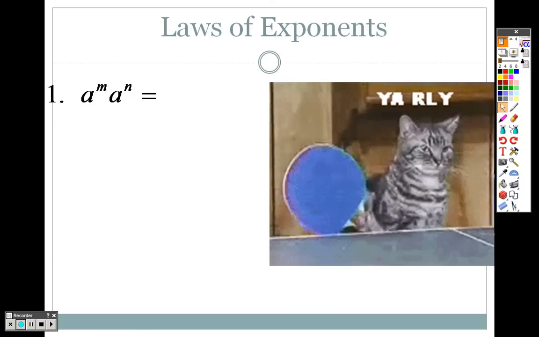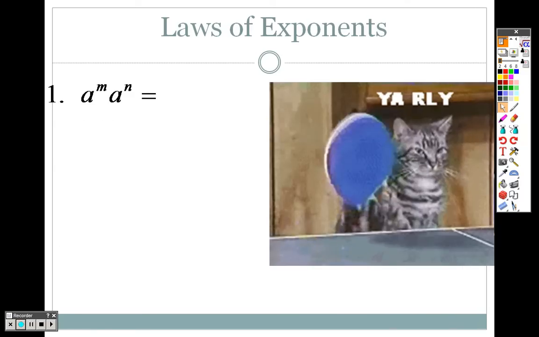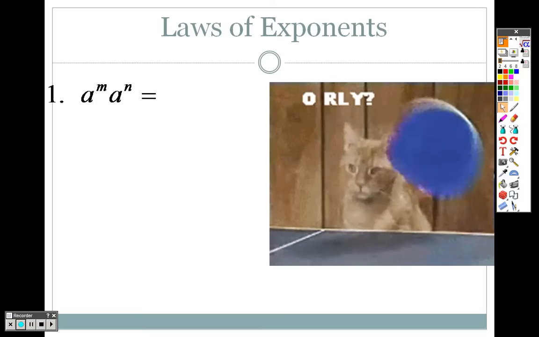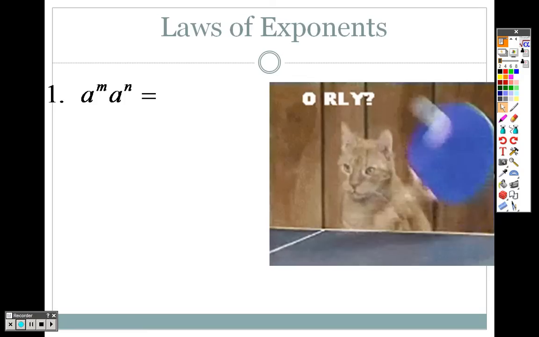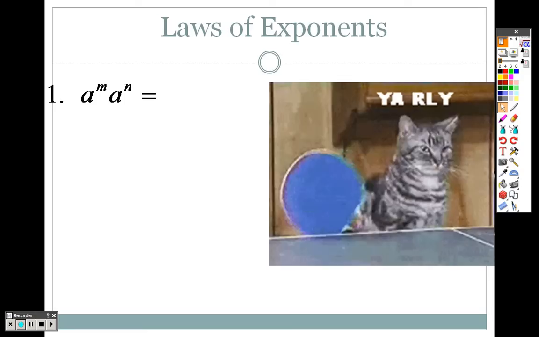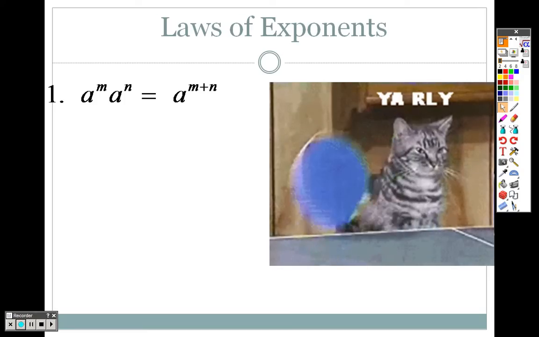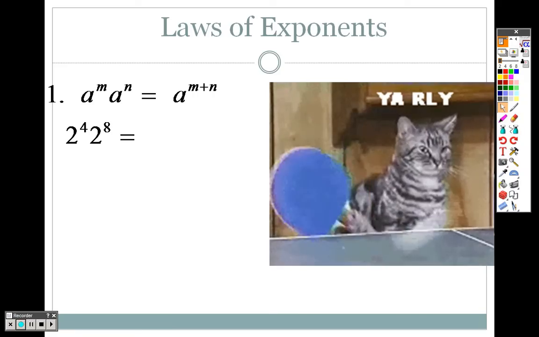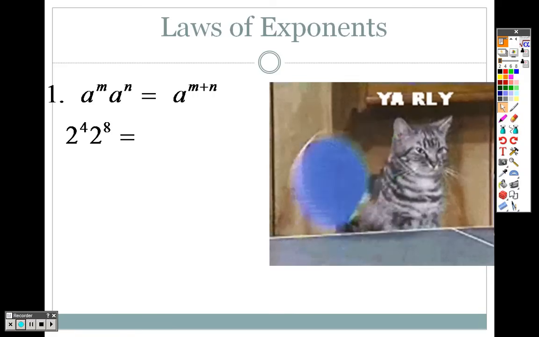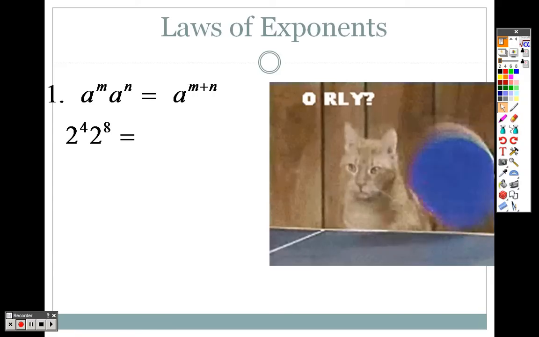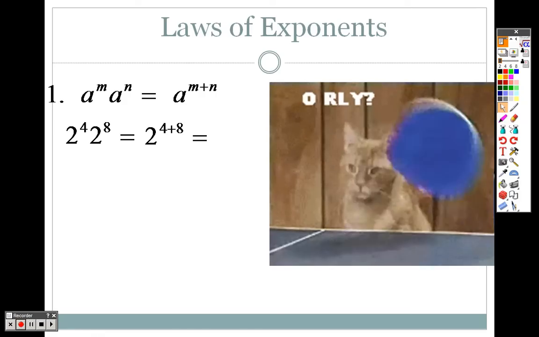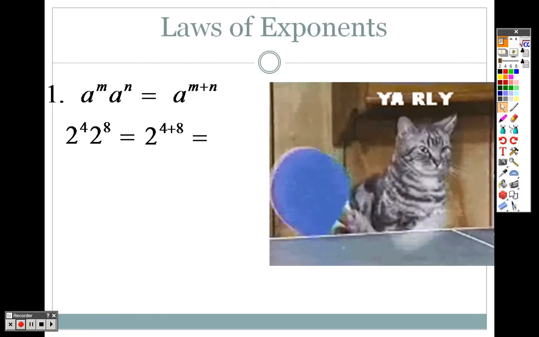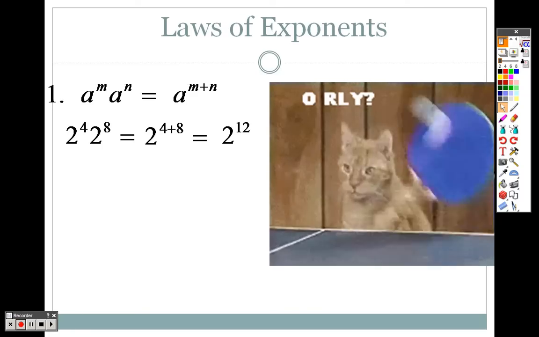But anyway, continuing on here, a to the m times a to the n. Since the bases are the same, if you remember your rule from Algebra 2, that means you add the exponents together. So 2 to the fourth times 2 to the eighth means you add the exponents. So you get 2 to the 4 plus 8, and 2 to the 4 plus 8 is 2 to the 12th.